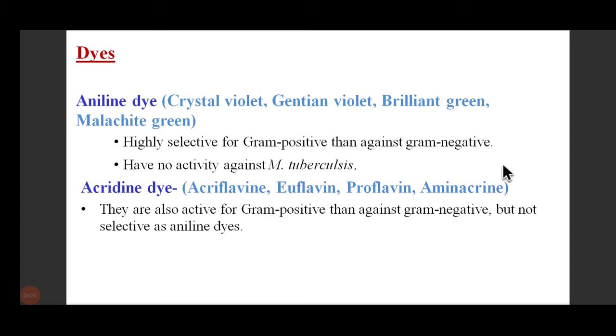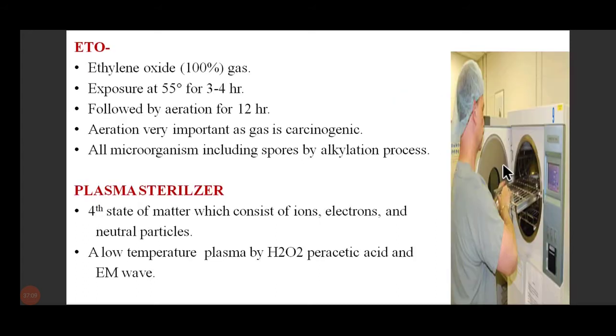Then we can also use dyes like aniline dyes, which include crystal violet, gentian violet, brilliant green, and malachite green. These are the common stains which you use for Gram stain as well as ZN staining. These are highly selective for gram-positive bacteria as compared to gram-negative, and similarly have no action against MTB. Then we also have dyes like acriflavine, euflavine, and proflavine. These are also active against gram-positive bacteria, but they are not selective like aniline dyes. They have a higher spectrum of activity against other bacteria.